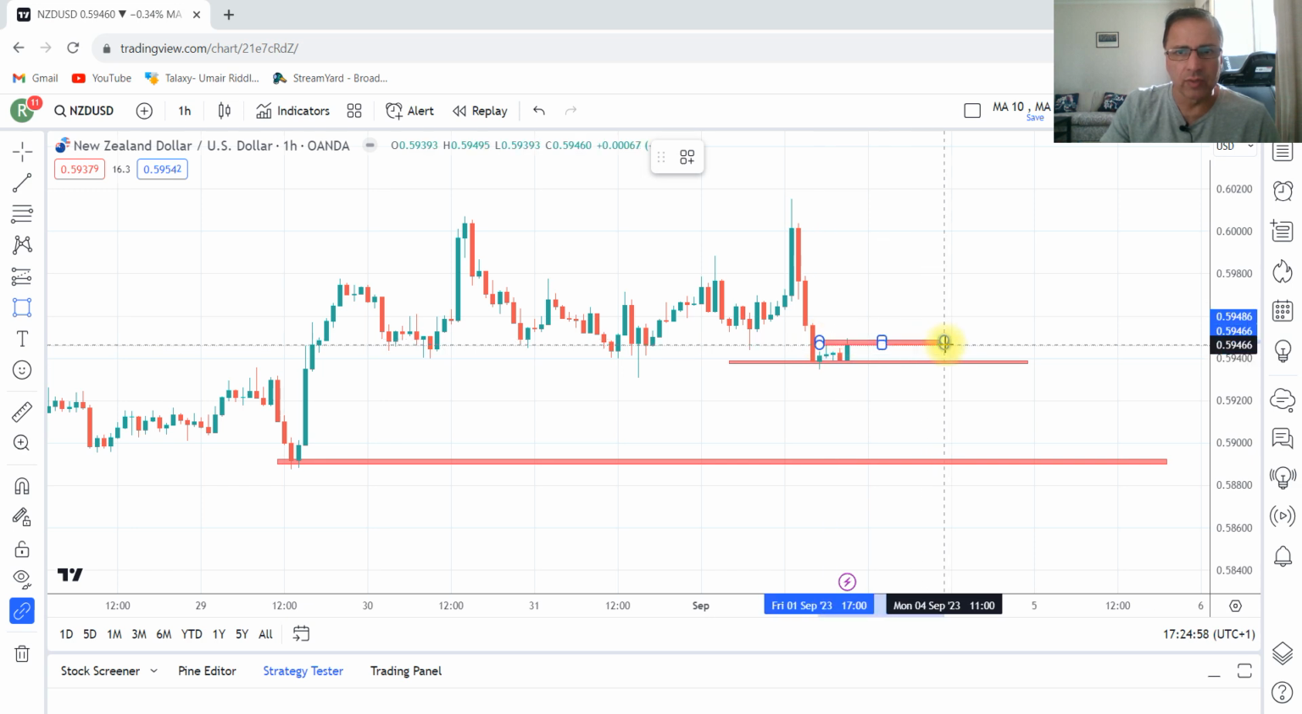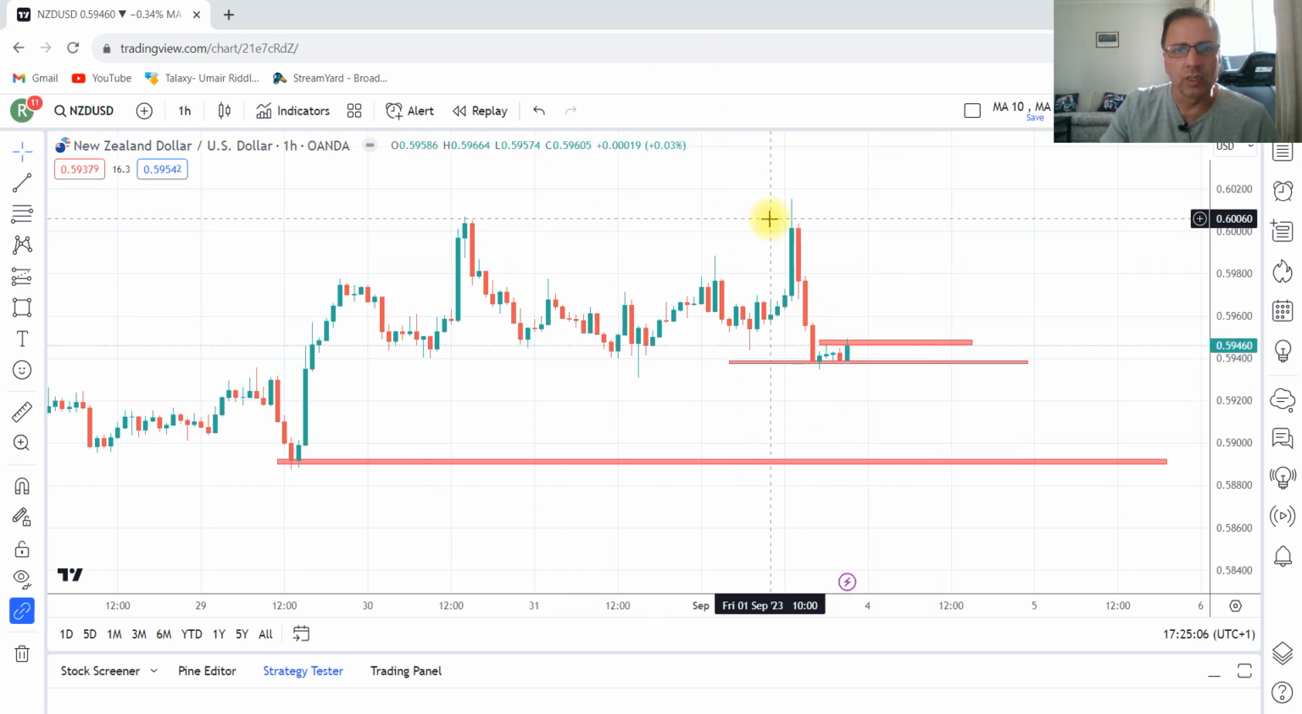And it's in a range at the moment. If it breaks above, then it can go up to these highs.